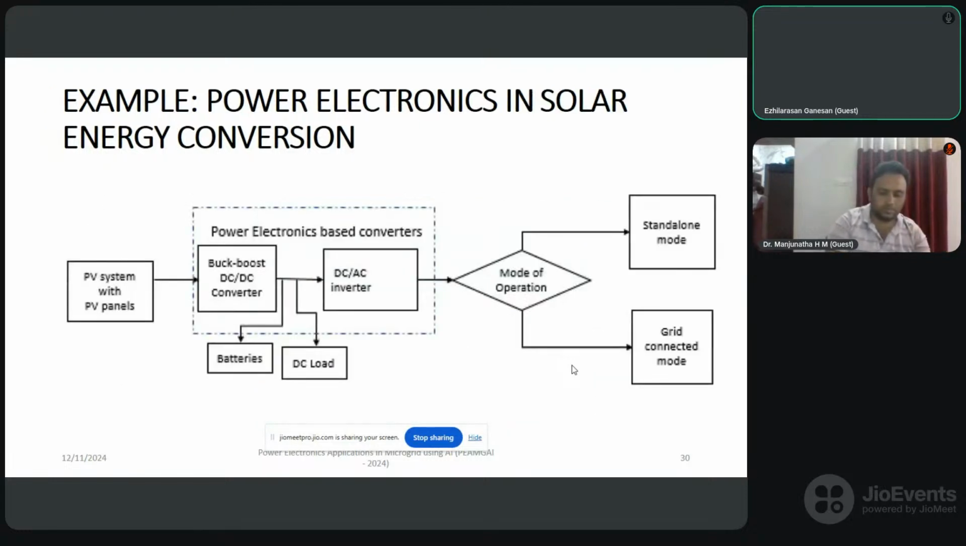Similarly, in solar energy conversion you can see a PV system with panels. You can see we need power electronic converters. Either we can use it in standalone mode or grid connected mode. For all this operation, we require power electronics.